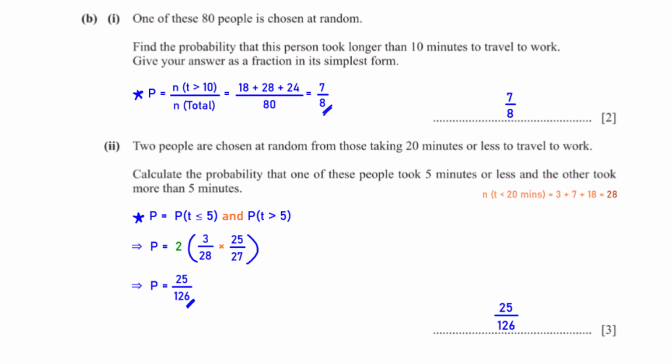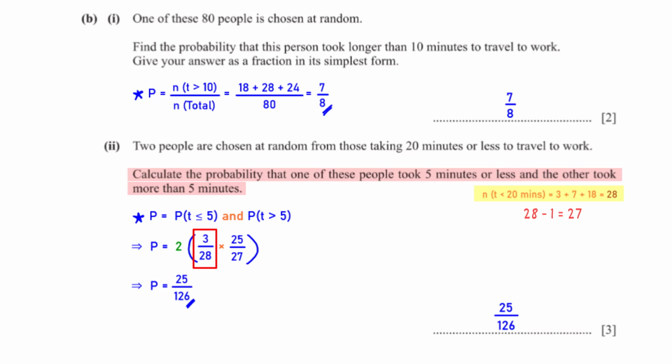2 people are chosen at random from those taking 20 minutes or less to travel to work. Calculate the probability that one of these people took 5 minutes or less and the other took more than 5 minutes. The probability that the first person chosen from the group of people who took 20 minutes or less took 5 minutes or less is equal to the number of people who took 5 minutes or less, which is 3, divided by the number of people who took 20 minutes or less, which is 28.